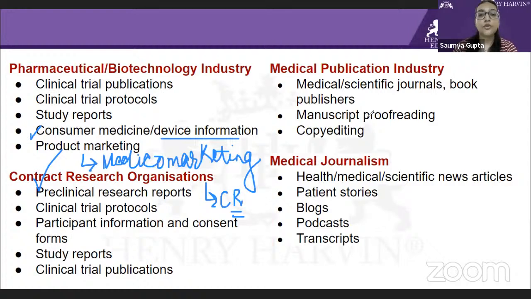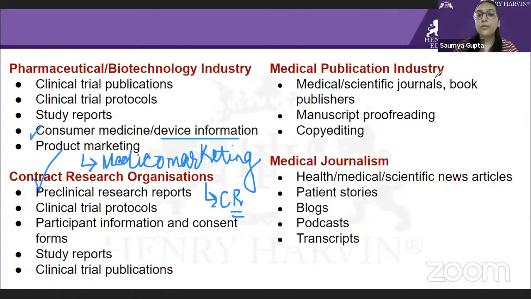But the documents which are written in regulatory writing are confidential documents. They are only submitted to the regulatory authorities. They are not available to the public. Okay, why? Because they are confidential documents. They contain a lot of confidential information.